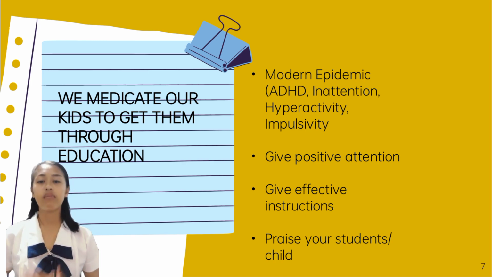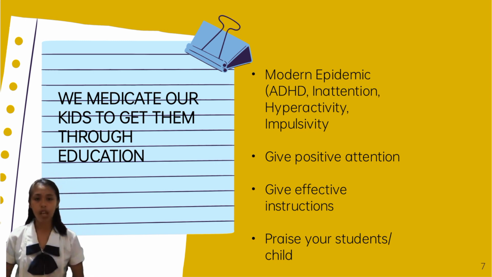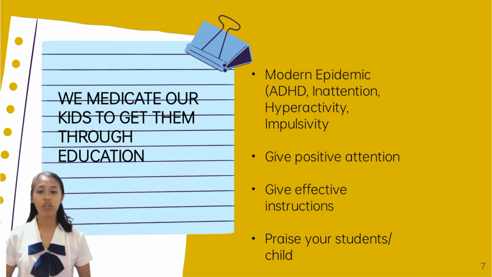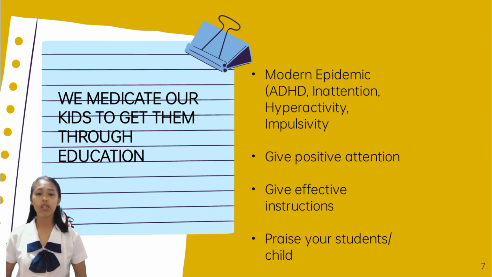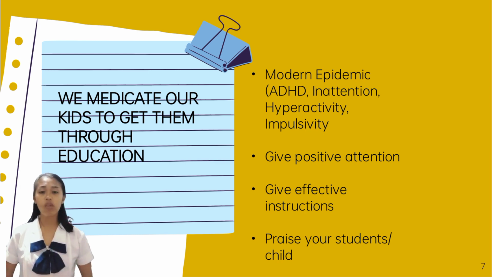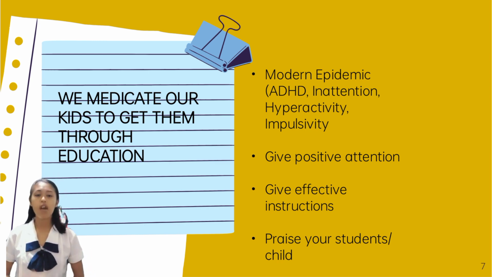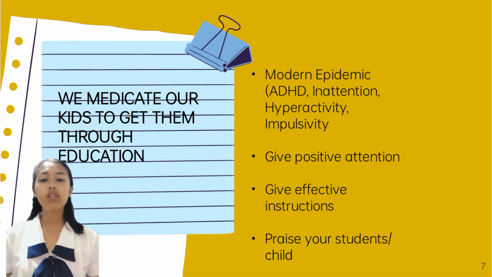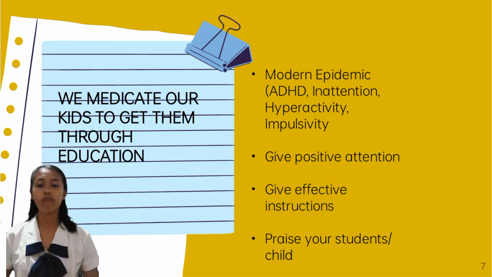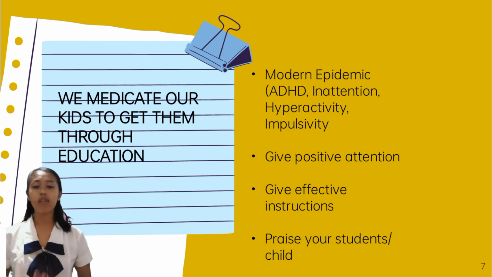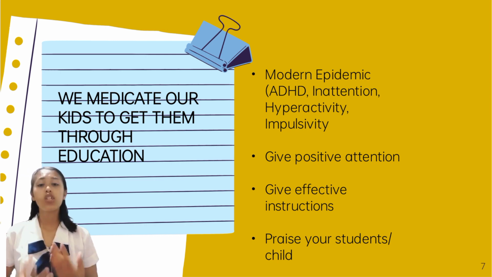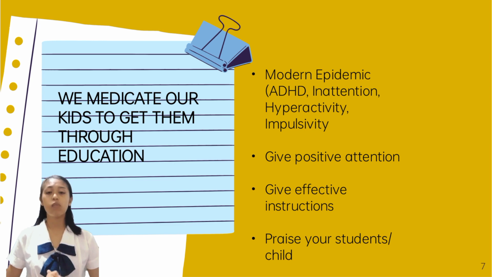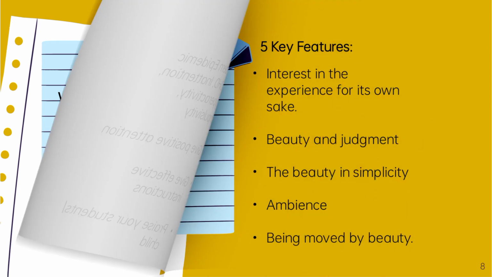Second is give positive attention. Positive playtime reduces attention-seeking behavior, and it will make your consequences more effective. The third one is give effective instruction. Before giving directions, get your child's full attention. The last one is praise your child. Catch your child doing something good and praise them. Children with ADHD respond positively to praise, and frequent feedback is essential.